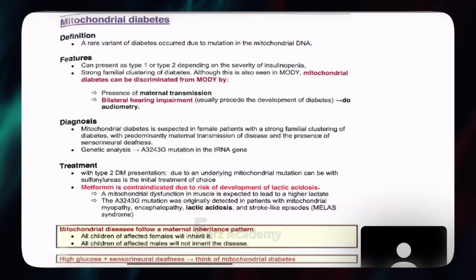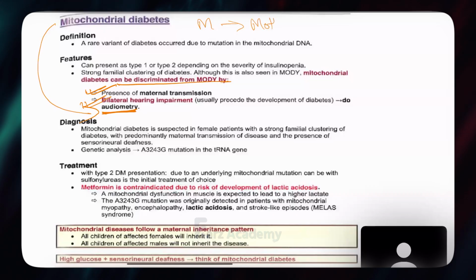Mitochondrial diabetes, once again, is very difficult to diagnose from others. It is discriminated from MODY by the presence of maternal transmission and bilateral hearing impairment. So audiometry is needed. Mitochondrial disease, M for mitochondrial disease, M for mother, and audiometry is needed. So try to read this the way I'm telling. Don't try to read the whole thing. It will be very difficult to remember.